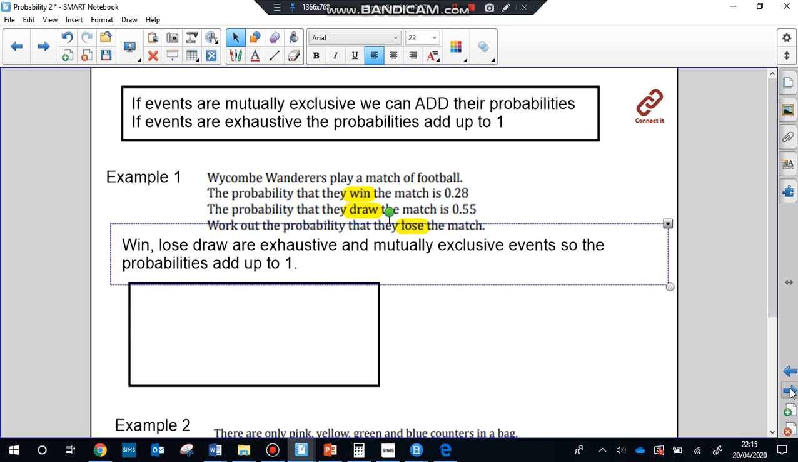So why do we need to know this? Well, because it affects our probabilities. There are two things we need to understand. If events are mutually exclusive, we can add their probabilities. And if events are exhaustive, we know the probabilities add up to 1. We had that on the first page. So this is going to help us now with the questions.